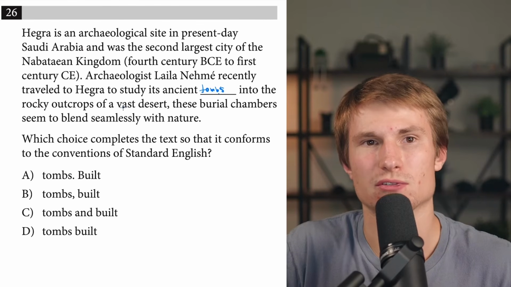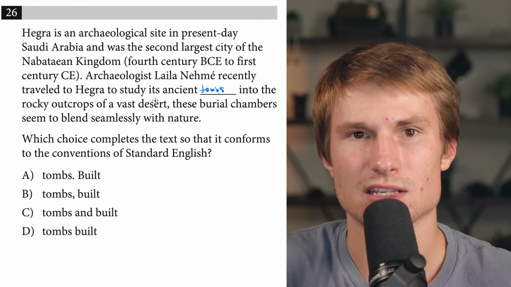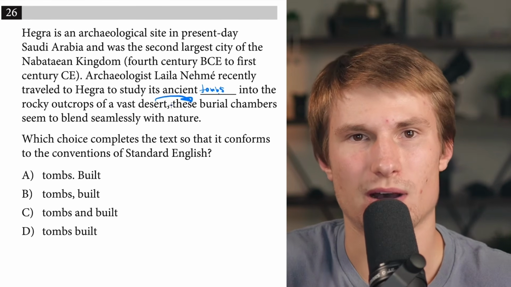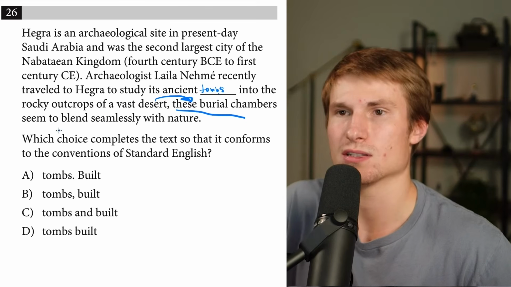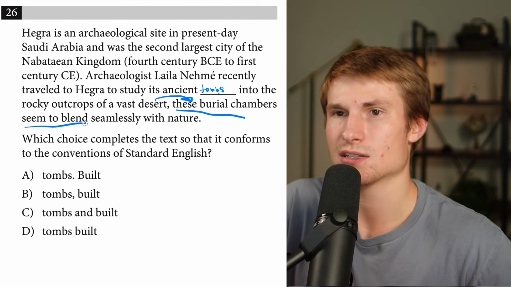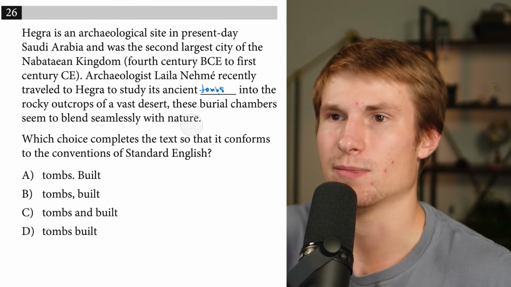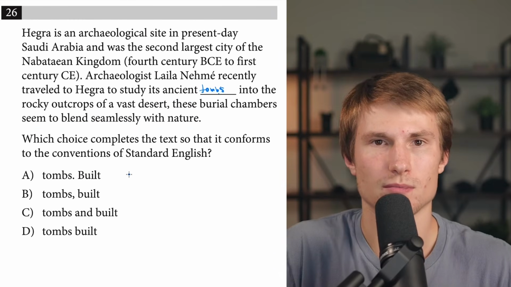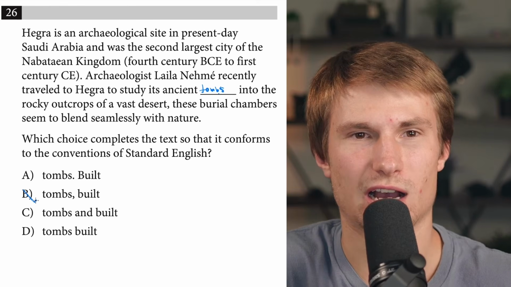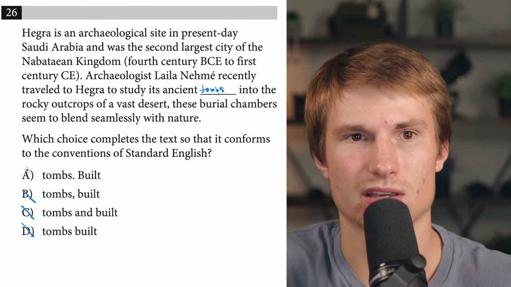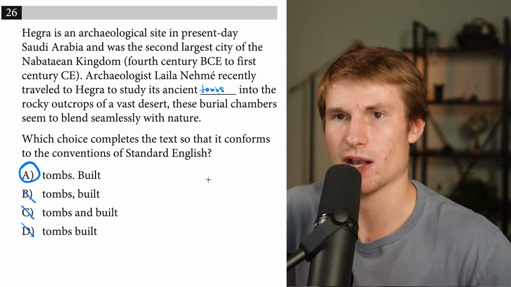Then we have built into the rocky outcrops of a vast desert, these burial chambers. We have an introductory modifier, and then we have another independent clause in these burial chambers, which is our subject, seem to blend seamlessly with nature. Okay, so two independent clauses we're connecting. We also have this introductory modifier starting at built. So to connect these two, we can't just use a comma unless we had one of the fanboys. We can't have nothing. Okay, so we would have to split this up into two sentences. So our answer would have to be answer choice A.